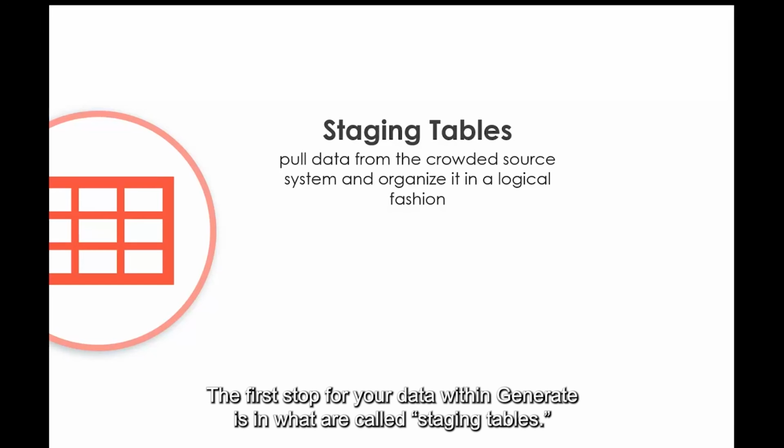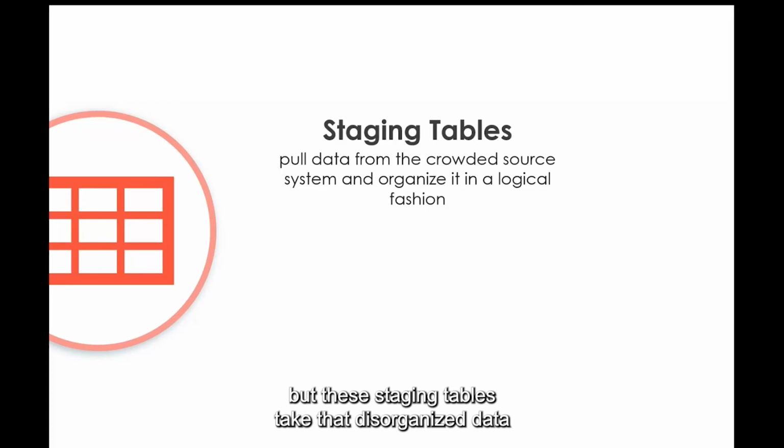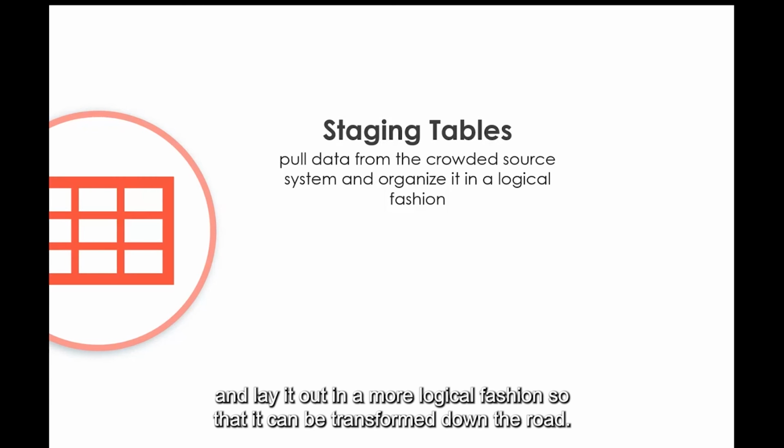The first stop for your data within Generate is in what are called staging tables. Irregularities or inconsistencies in the data are often discovered in the source system, but these staging tables take that disorganized data and lay it out in a more logical fashion so that it can be transformed down the road.